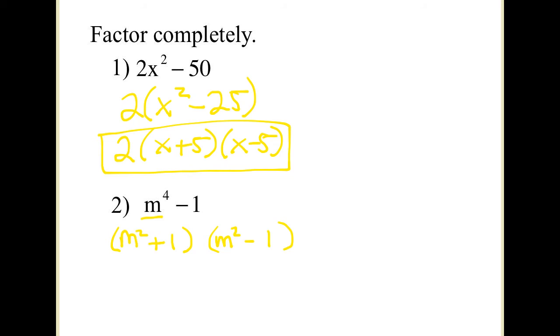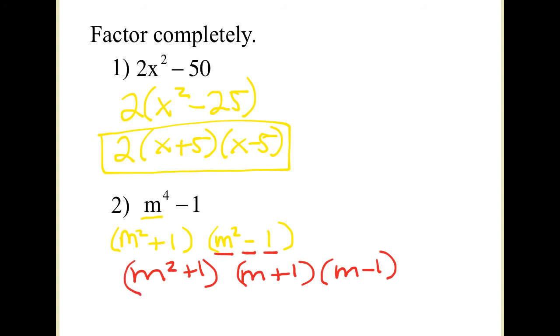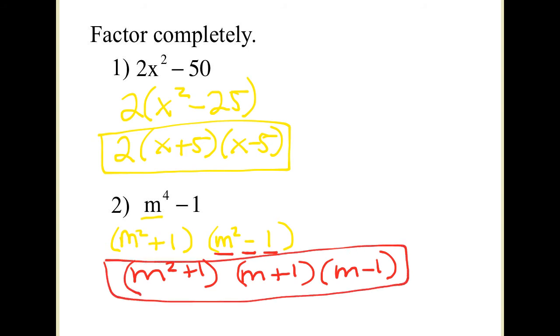Now, with the first term, m squared plus 1, I'm done. That can't be factored anymore. But look what I'm left with, a perfect square minus a perfect square. So that can be broken down further to m plus 1 times m minus 1. And don't forget your original term, m squared plus 1, because all 3 are the full factored form of m to the 4th minus 1.